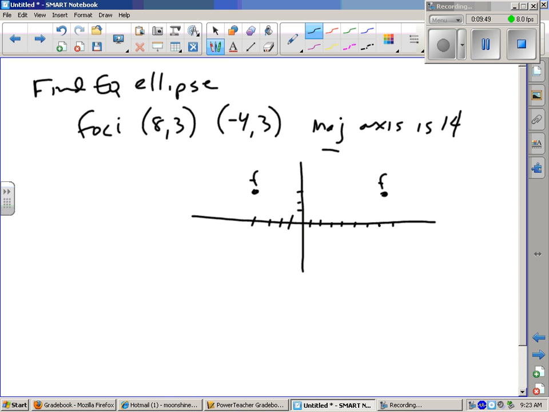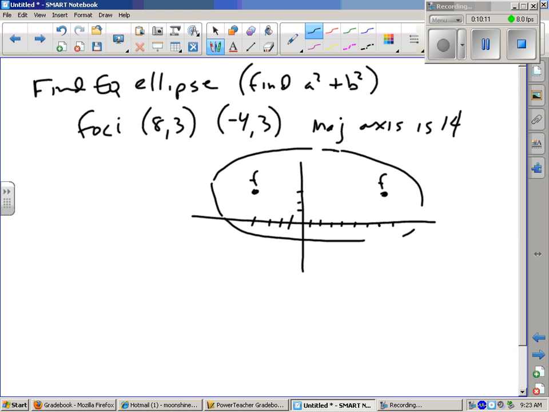I don't know exactly how wide it's going to be, but it's going to be something like that. The ellipse is going to go that far around. So we have to find the equation, which means I need to find a squared and b squared. We also need to find the center, because that's going to be our h and k.